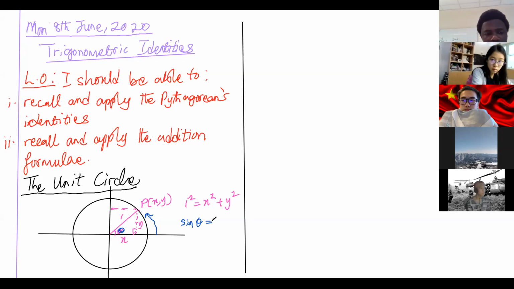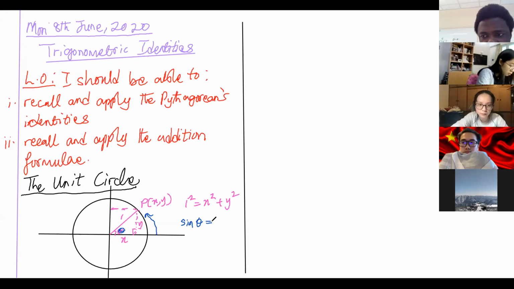Y over X. No, sine theta. Oh, Y over 1. Y over 1. Does everybody agree with that?